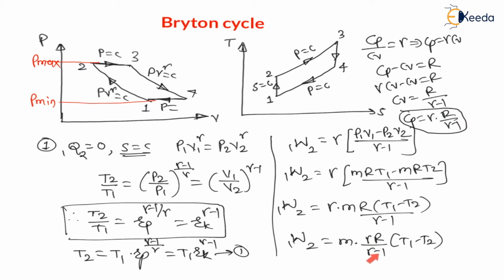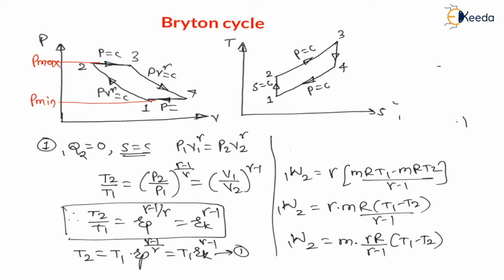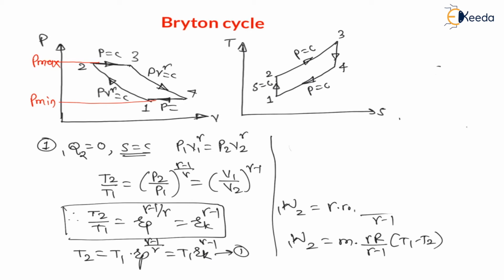Therefore gamma R divided by gamma minus 1 will be replaced by Cp. So my dear students, here let us put these values for the work 1 to 2. Therefore we will get work 1 to 2, that is work of compression. Work 1 to 2 is compression process. Work of compression is equal to mCp (T1 minus T2).